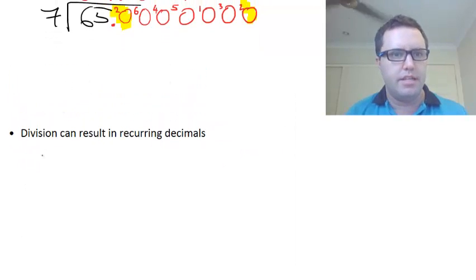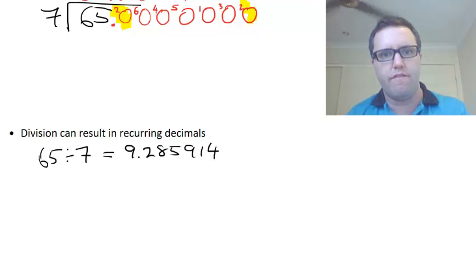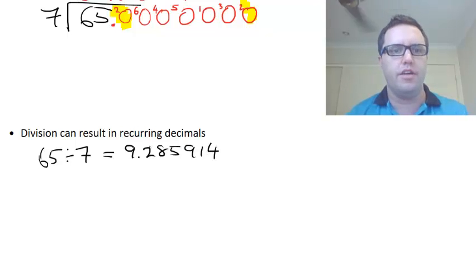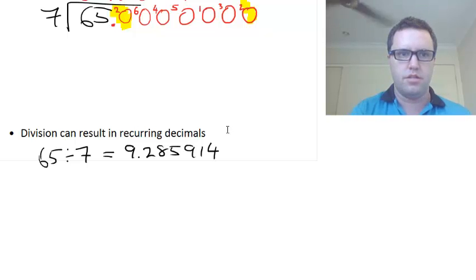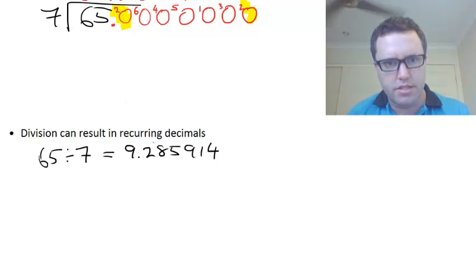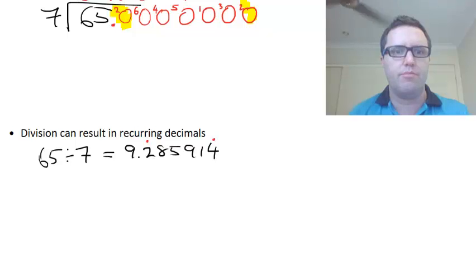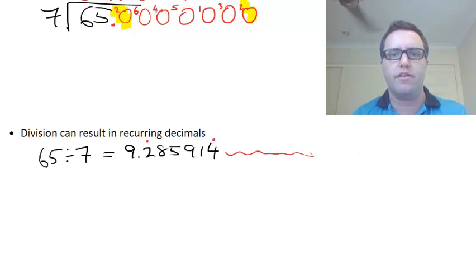So what do we have? We had 65 divided by 7 is equal to 9.285914. So we can either show this by putting some dots here and here. Because what that means is that everything between these dots, inclusive, just gets repeated over and over again forever.